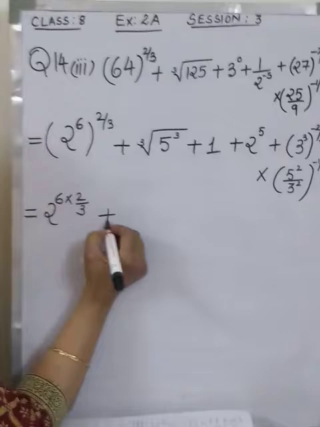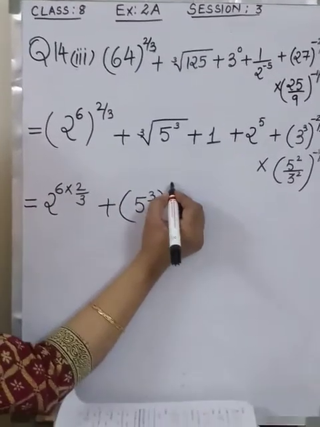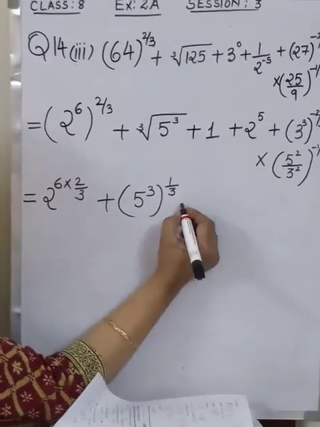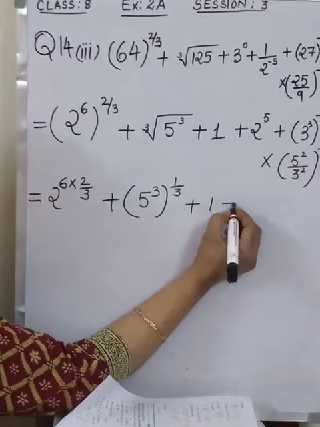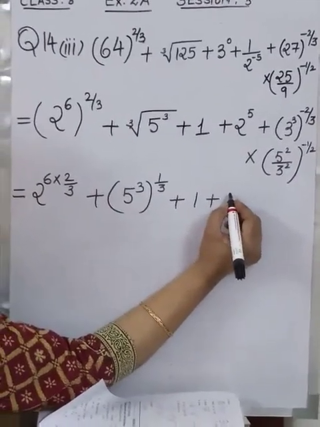So it becomes 5 to the power 3 and whole to the power 1 by 3. Cube root means power 1 by 3. 1 as it is copied, and 2 to the power 5 is how much? It is 32.